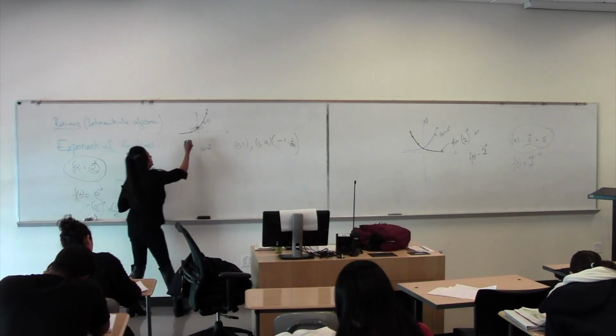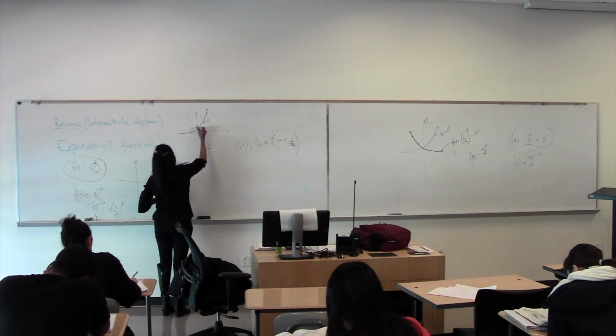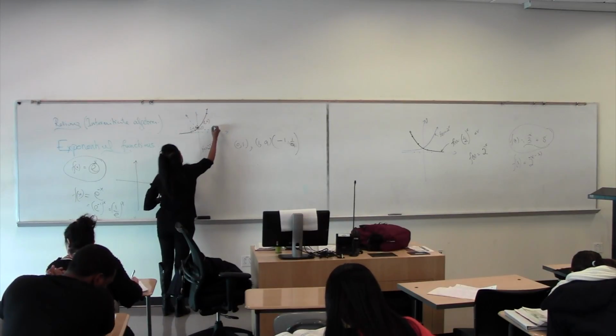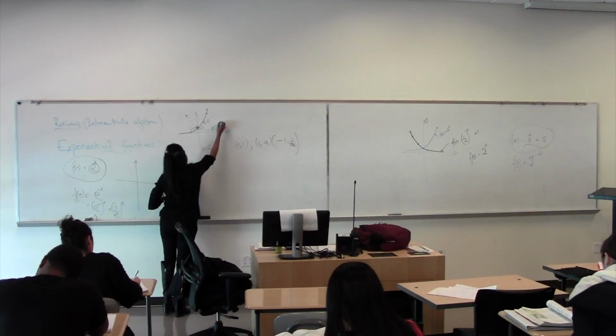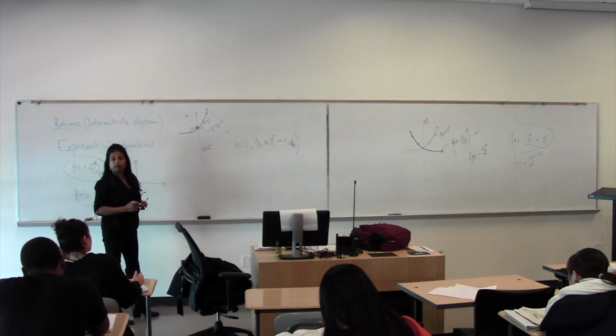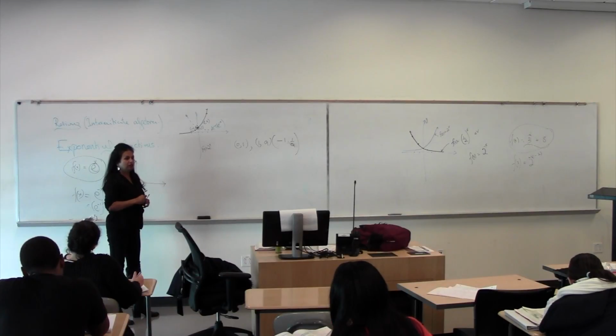So this one is going to be the reflection through the y-axis like this. This is e to the negative x. Okay? Questions?